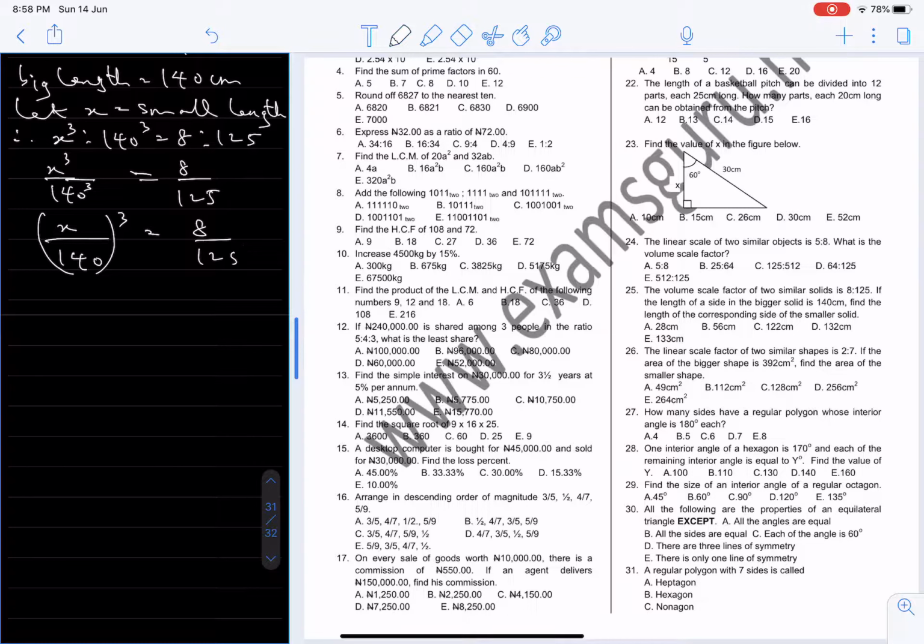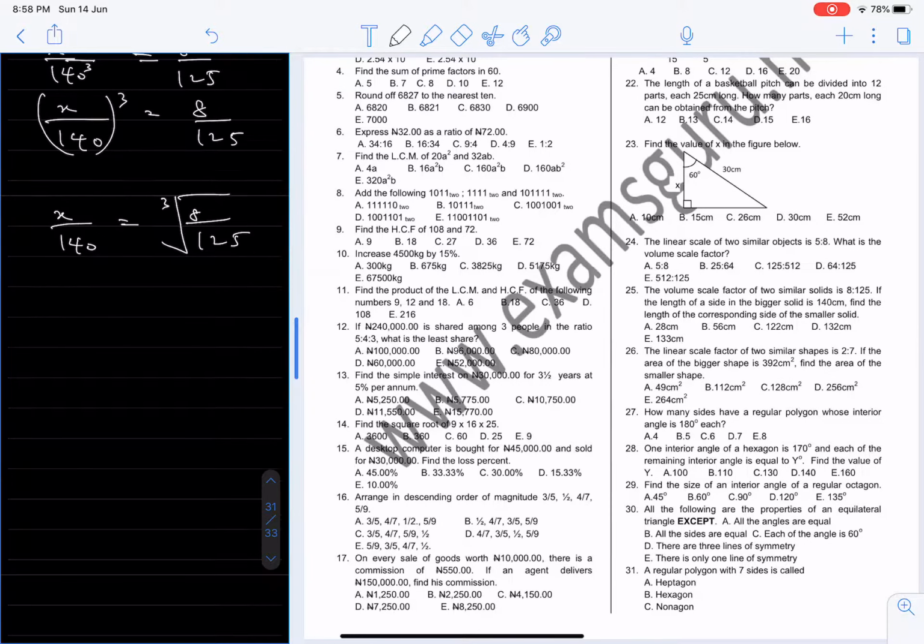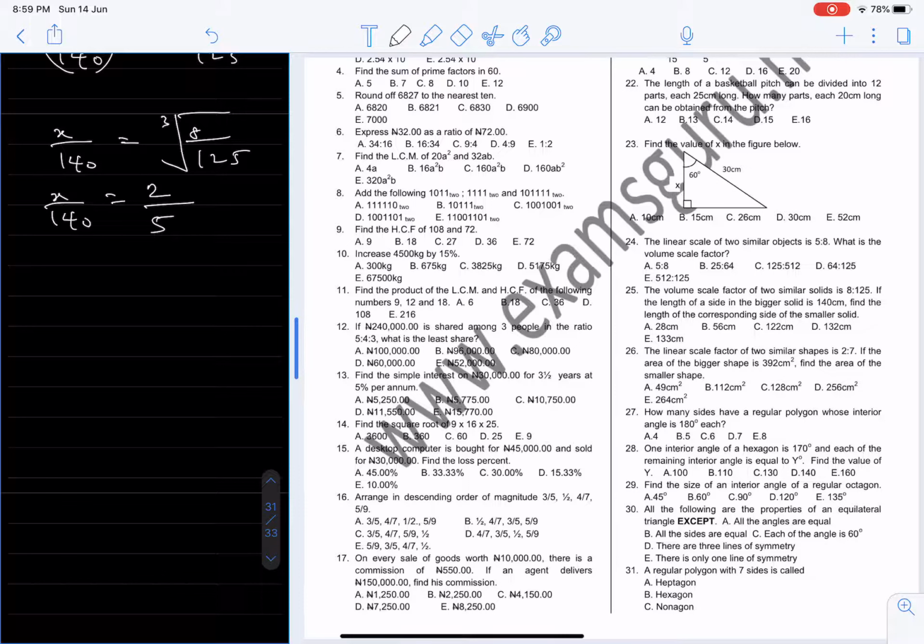So if you find the cube root of both sides, that means x over 140 is equal to the cube root of 8 over 125. The cube root of 8 is 2 and the cube root of 125 is 5. So x over 140 equals 2 over 5. When you cross multiply, you have 5x equals 2 times 140, and then you divide both sides by 5 to get x.